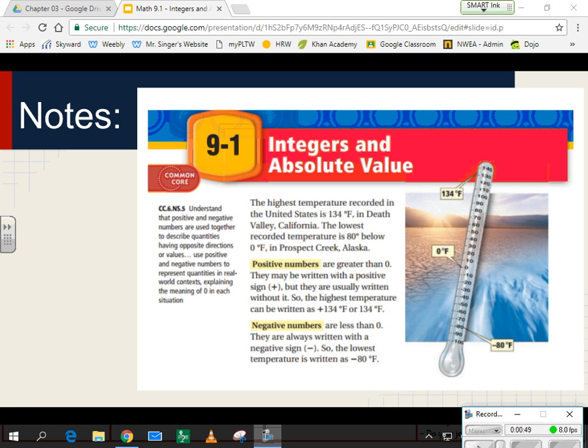So we do have some notes on here that you'll be copying down. Again, not the whole page, just the certain things that I'm going to be showing you. So let's take a look here at the little scenario.